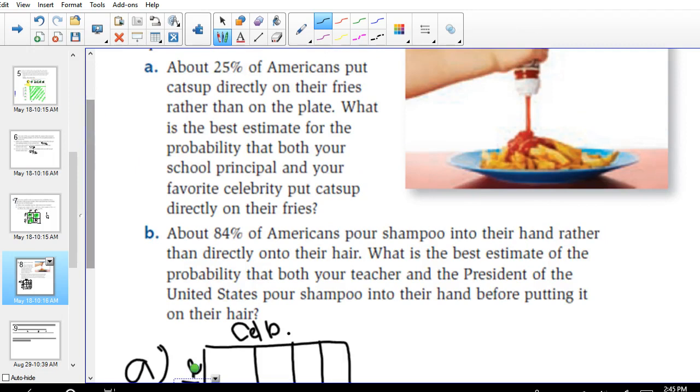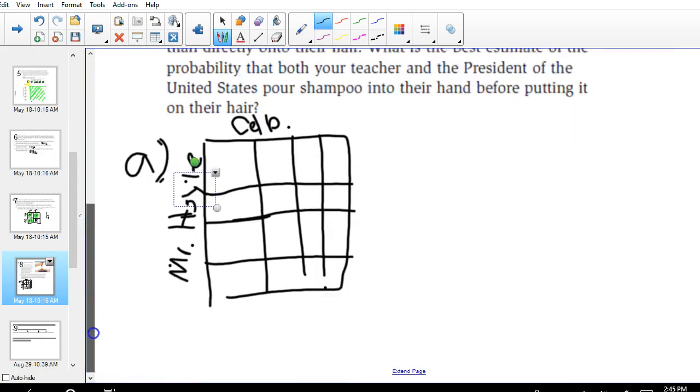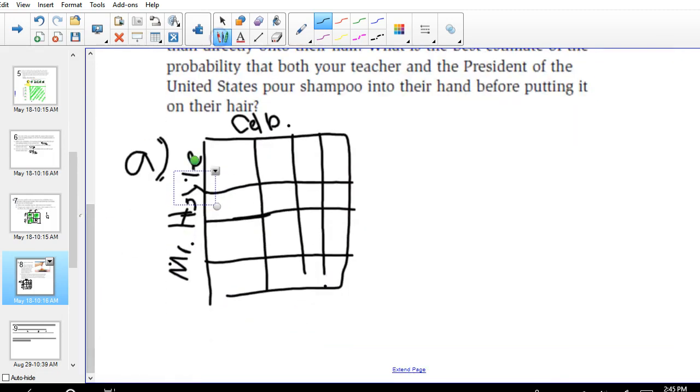that they do not. So we want to know the probability that both of them put ketchup directly on their fries. So whenever we're looking at this, there's only a 1 out of 4 chance that the celebrity puts ketchup directly on their fries. There's only a 1 out of 4 chance that Mr. Hoyle puts ketchup directly on his fries. So this square right here is the probability that both of them do. So for A, we would have a 1 out of 16 chance that both Mr. Hoyle and your favorite celebrity put ketchup directly on their fries.